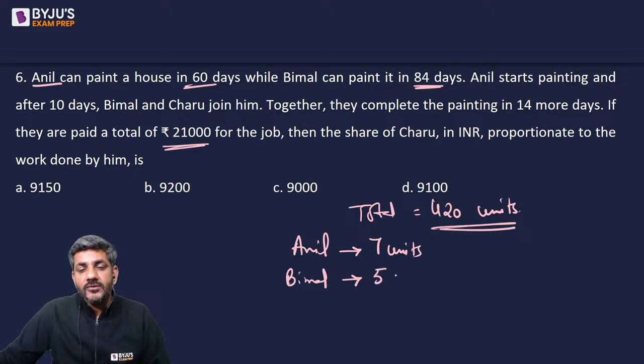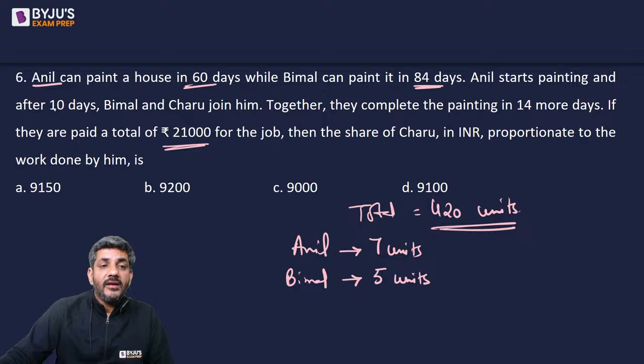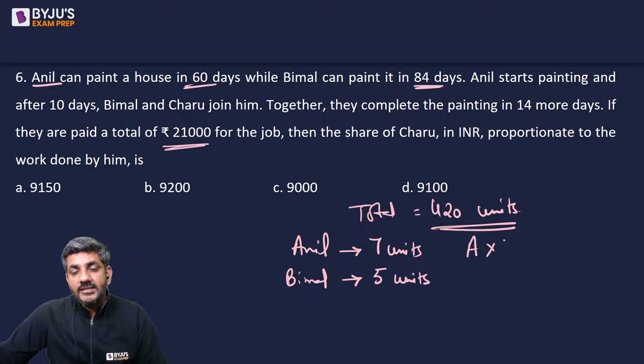That means Bimal can paint 5 units every day. And he says, now what has happened? अब उसके बारे में बात करते हैं. Anil starts painting and after 10 days Bimal and Charu joins him. तो पहले अनिल ने 10 days तक पेंट करा. How many units he must have painted? He must have painted 70 units.